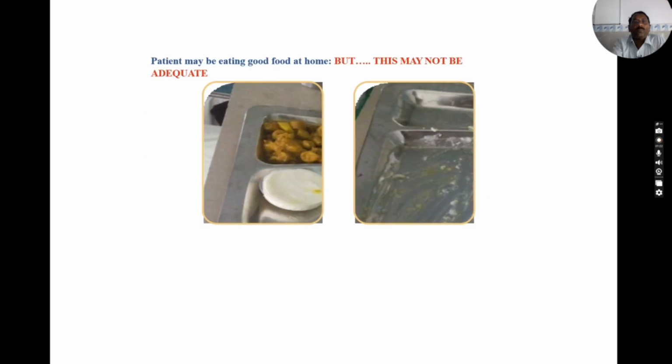Okay. So the patient may be eating good at home, but this may not be adequate. So what about your vitamins, minerals, proteins? These are all very important. Here only carbohydrate and some snacks.